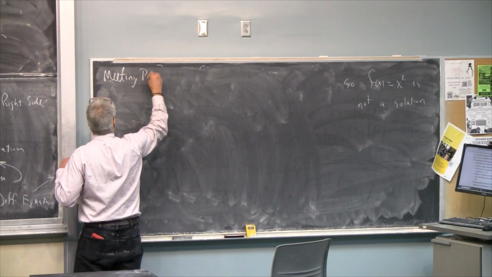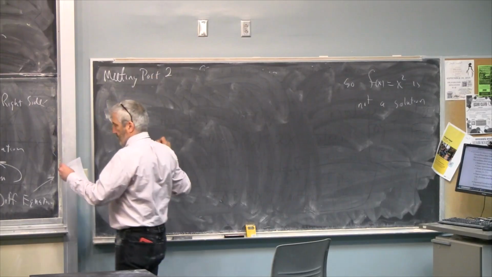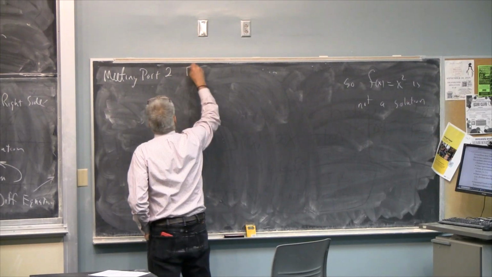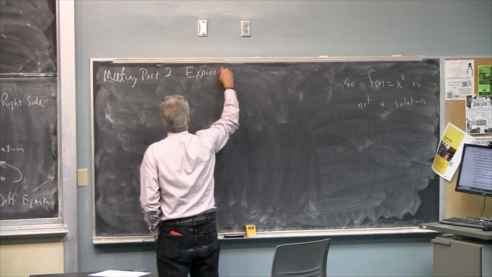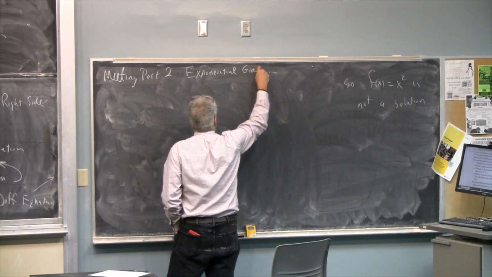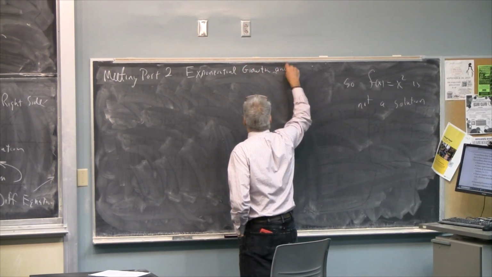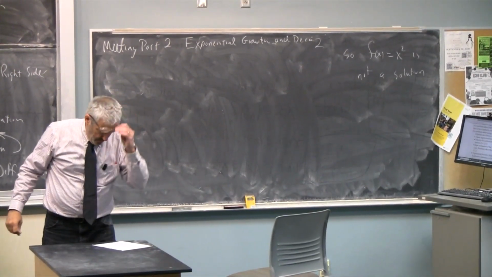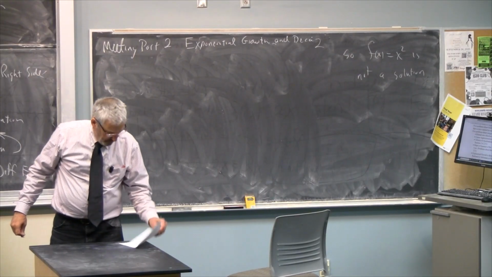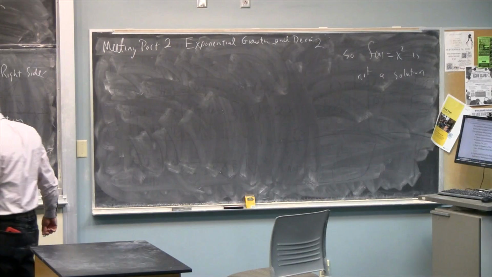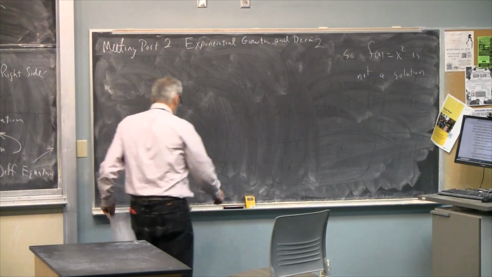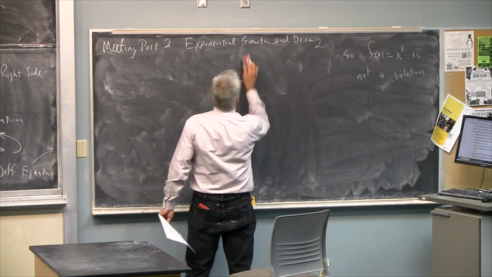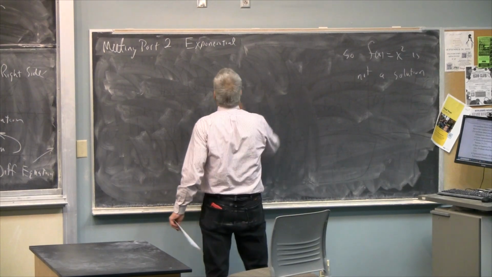Okay, so meeting part two is exponential growth and decay. Oops, I might have missed something. Can anybody read this? I can't even read it from here. Exponential growth and decay.